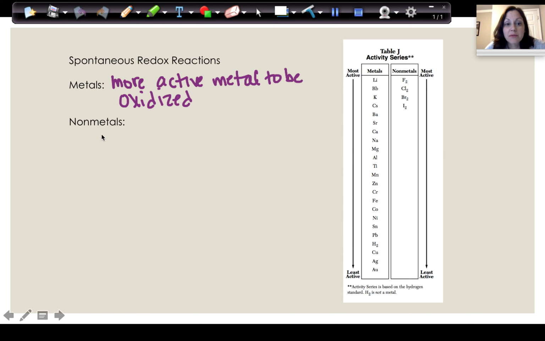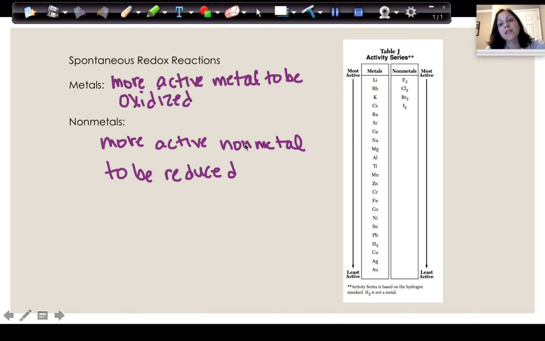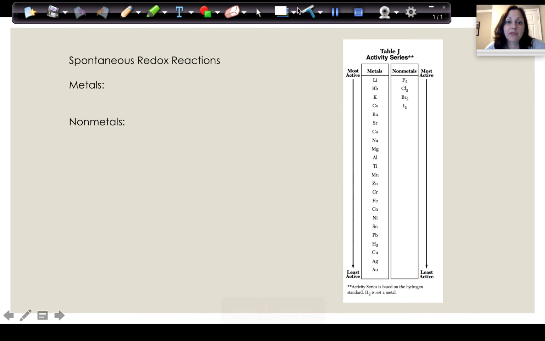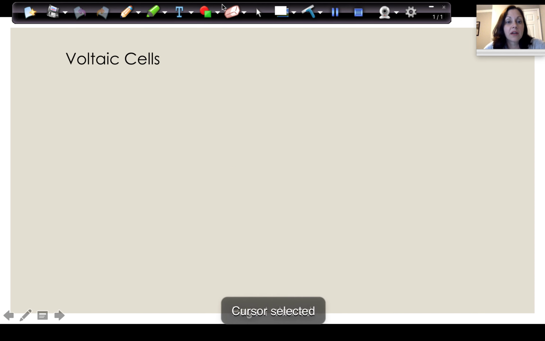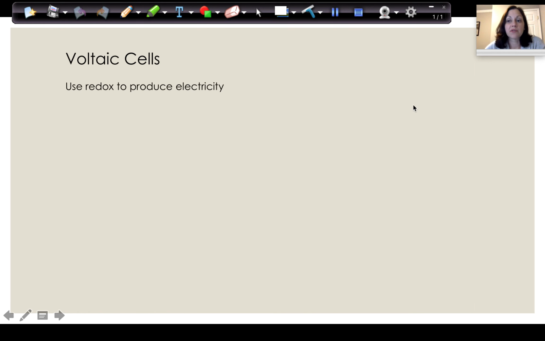And for a reaction between two nonmetals, like a single replacement reaction between nonmetals, we would want the more active nonmetal to be reduced. Since nonmetals tend to gain electrons, if the more active nonmetal is gaining electrons, it would be reduced. That would be more likely to happen. That would be for a spontaneous reaction. We have something called a voltaic cell, which is something that uses a redox reaction to produce electricity.